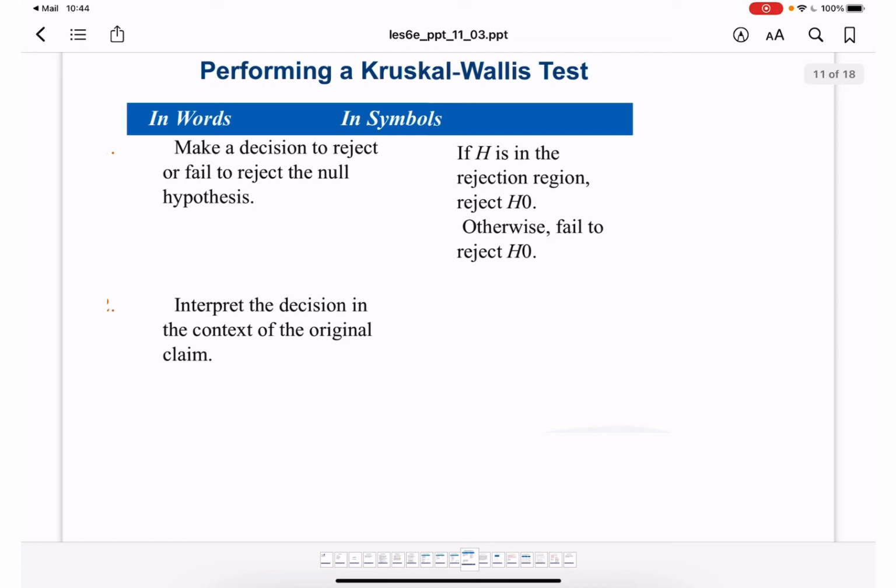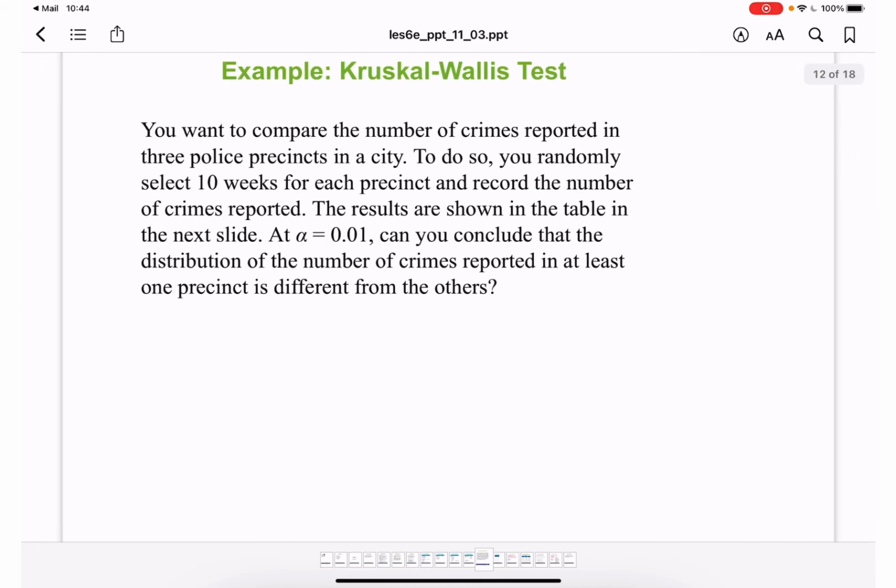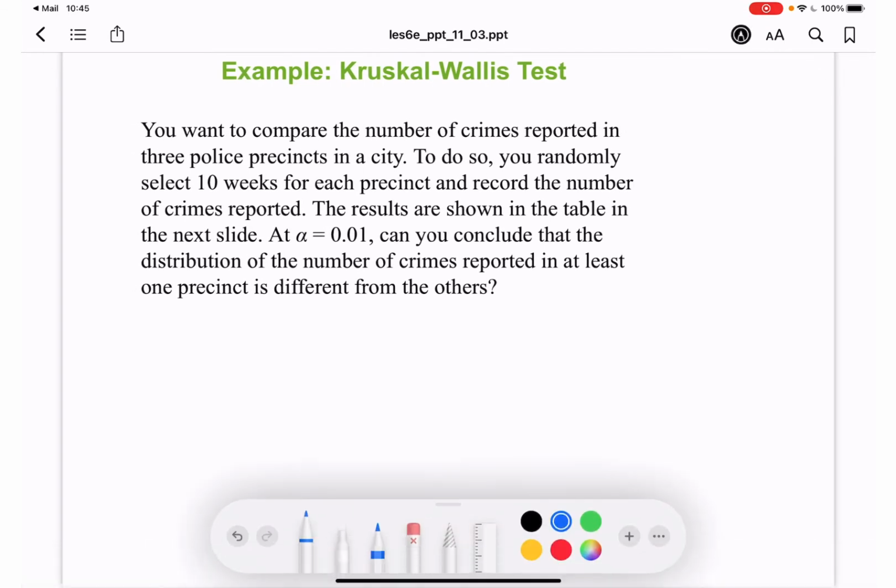Make decision and do interpretation. So, for example, you want to compare the number of crimes reported in 3 police precincts in the city. To do so, you randomly select 10 weeks for each precinct and record the number of crimes reported. The results are shown in the table next to the slide. We'll get there. Alpha equals 0.01, 1%.